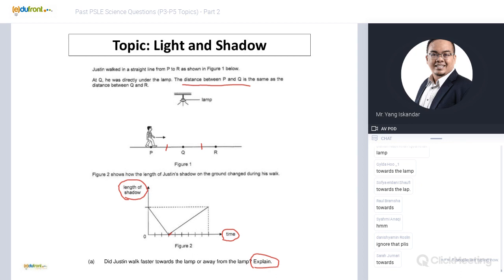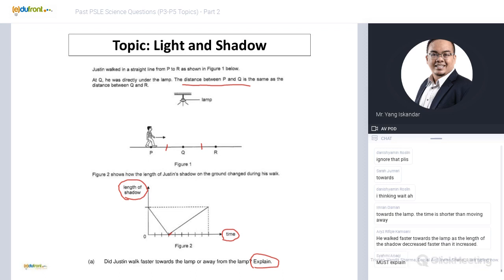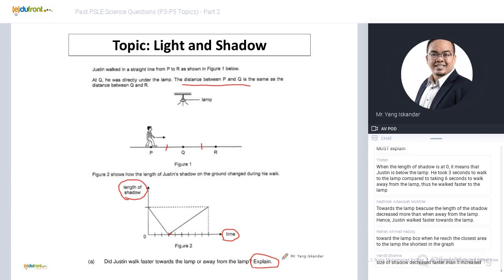Okay, all of you are just writing either towards or away. Okay, can you explain? Okay, now let me share with you that the answer is faster towards the lamp. Okay, towards the lamp, not away from the lamp. Ashraf, you mentioned away, right? So he is walking faster towards the lamp. Okay, importantly, can you explain why is it that he is walking faster towards the lamp? Okay, that's the important part. If you are not able to explain correctly, you get 0 marks.